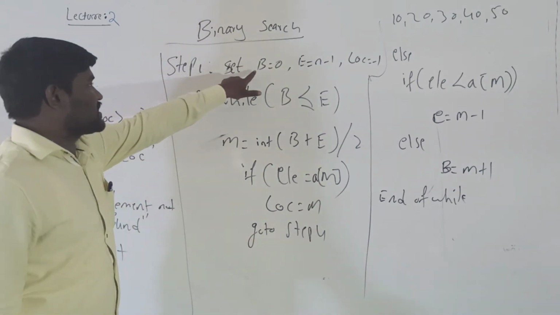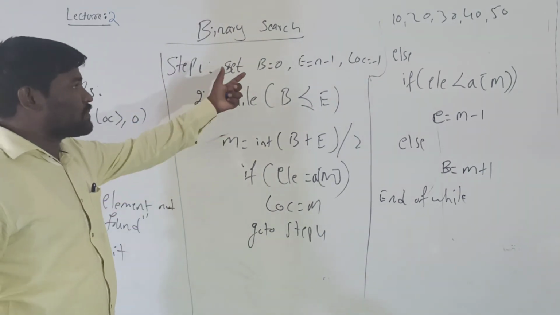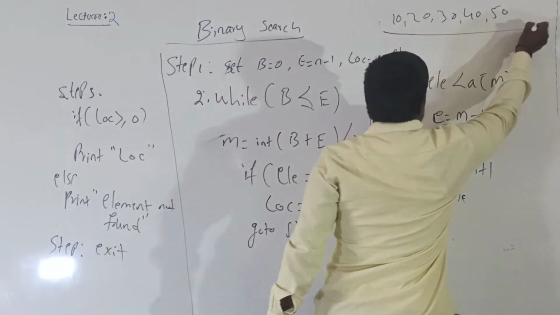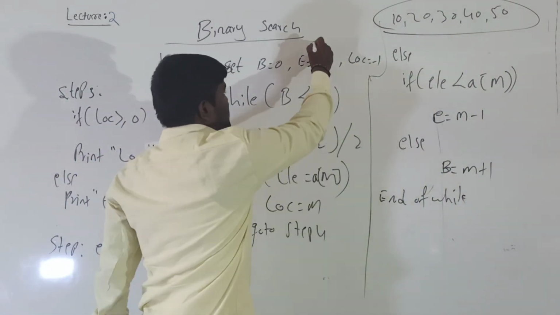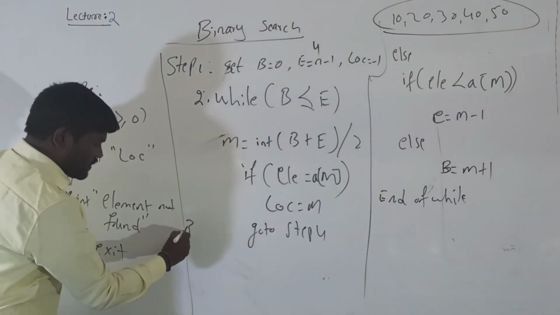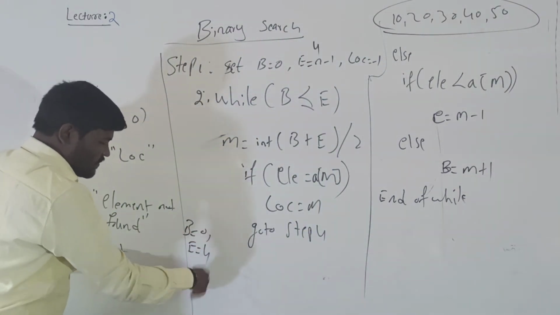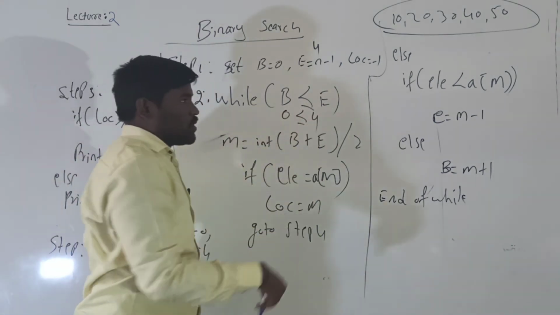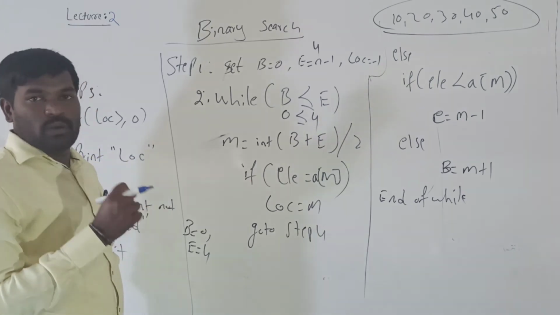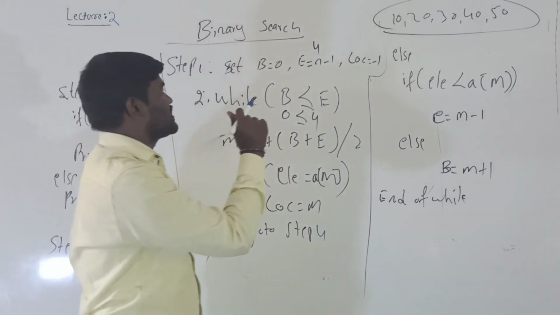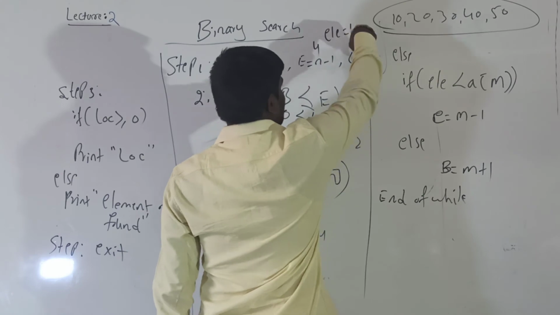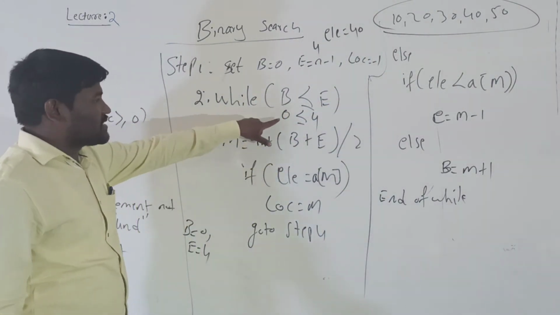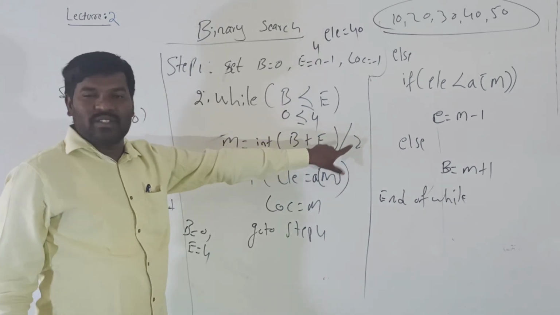So initially I set b is equal to 0, that is beginning value is 0 and end value is n minus 1. Here the number of elements is 5, and 5 minus 1 is 4. It means b is equal to 0, e is equal to 4. While 0 is less than or equal to 4, the condition is true. Now the searching element is 40. b plus e, here 0 plus 4 divided by 2 is 2.